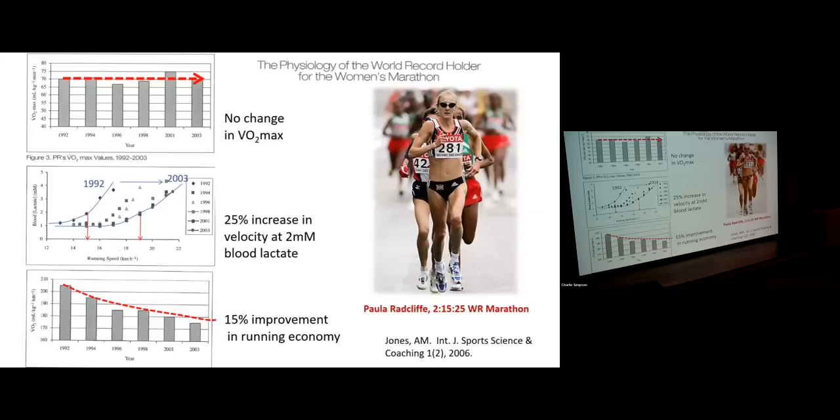VO2 max is the first to plateau in high performance athletes. Then her threshold continued to get better, her speed at 2 millimolar lactate in this case, a 25% change across several years. That's pretty useful if you're going to run a marathon. And at the same time, her economy, or her oxygen use at a given speed, was going down. She was becoming more efficient, and that continued to happen for years. So what we see is different timelines on these adaptations.